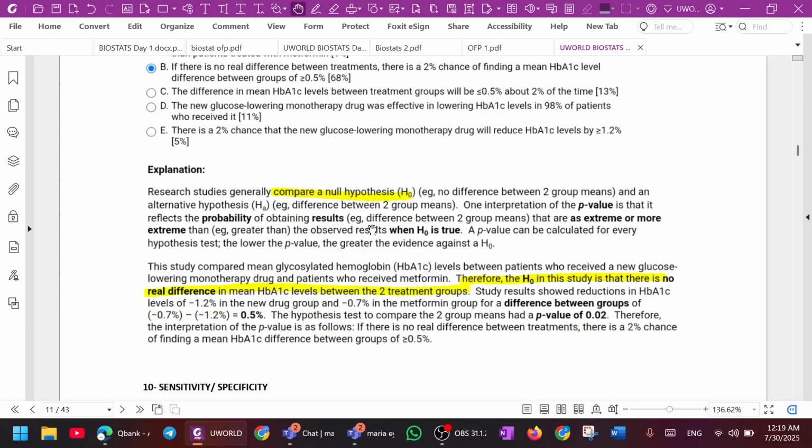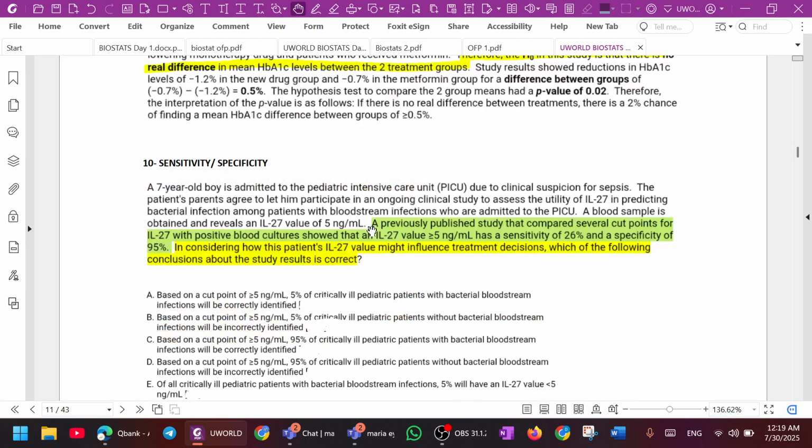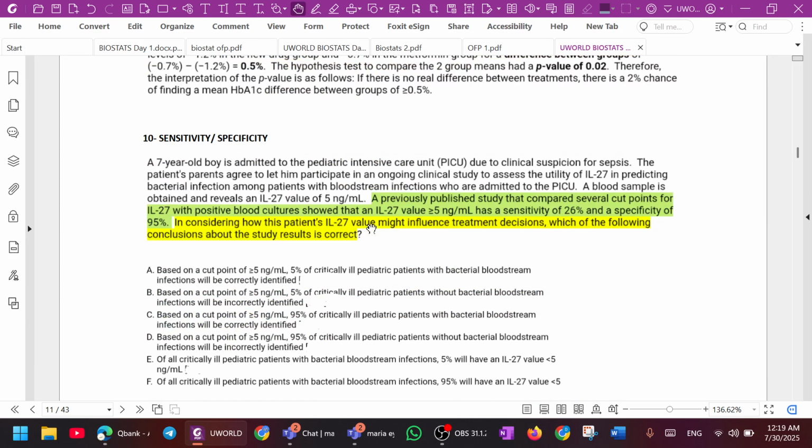So, question 10. A 7-year-old boy is admitted to the PICU due to clinical suspicion for sepsis. The patient's parents agreed to let him participate in an ongoing clinical study to assess the utility of IL-27 in predicting bacterial infection among patients with bloodstream infection who were admitted to the PICU. A blood sample is obtained and reveals IL-27 of 5 nanograms per ml.